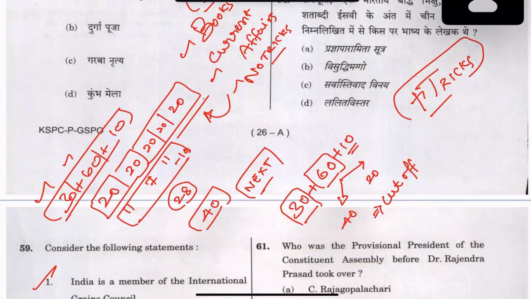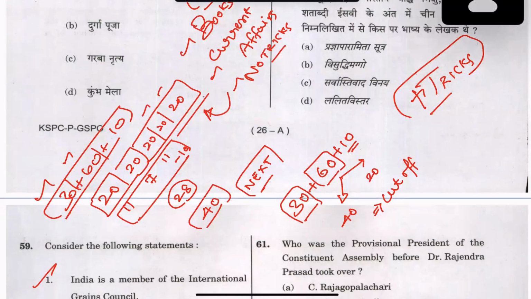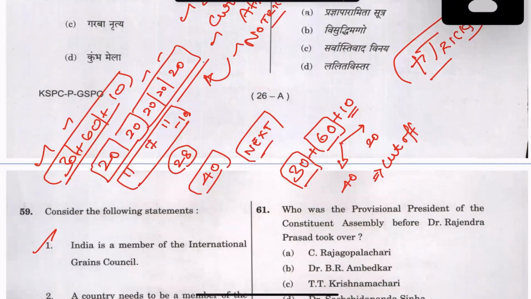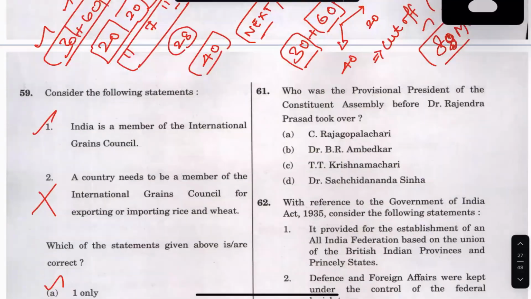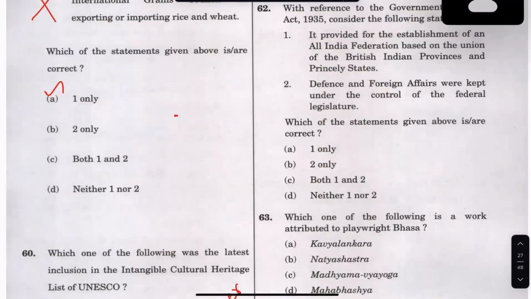Maybe I'll solve the next 20 questions. We will come to a conclusion for this paper. The cutoff for this paper was around 44 questions. 44 means 88 marks. If you had scored 88 marks, you could clear this exam. But how many questions we have come, you check it. The other questions I will solve in the coming videos.